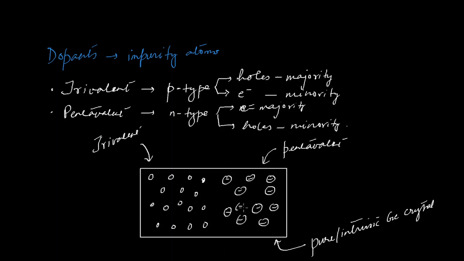Okay, so if I do this, you will see that there is a boundary separating the p side from the n side. This boundary, it separates the p side from the n side, and that boundary is nothing but a p-n junction. Is it clear? So how is a p-n junction formed? A p-n junction is formed by doping a single pure semiconductor crystal on one side with trivalent atoms and on the other side with pentavalent atoms.